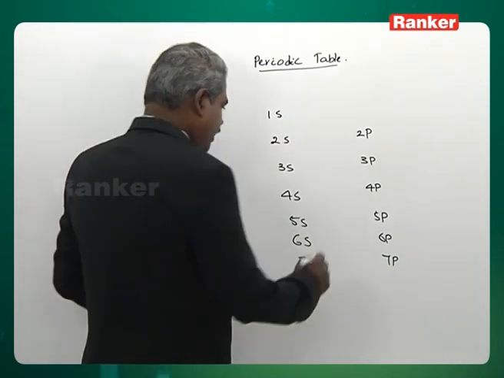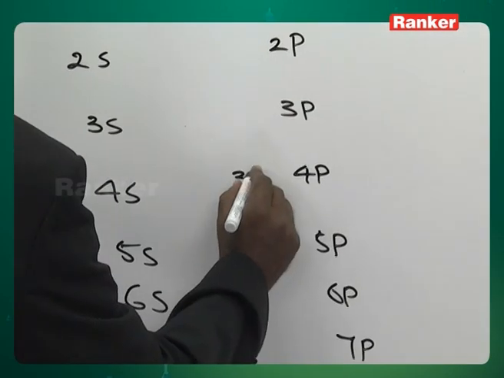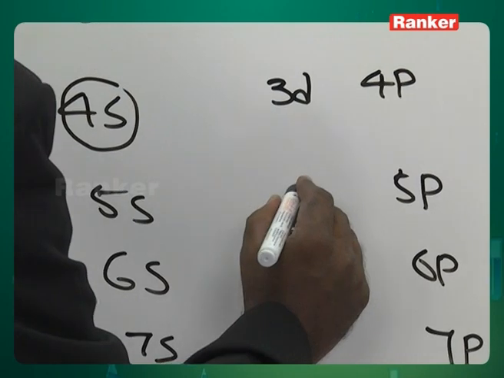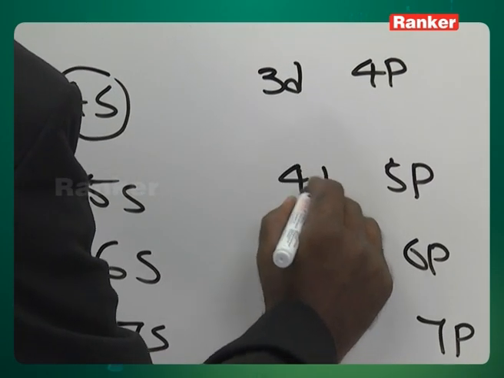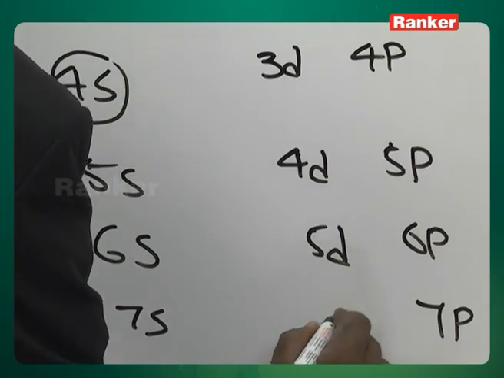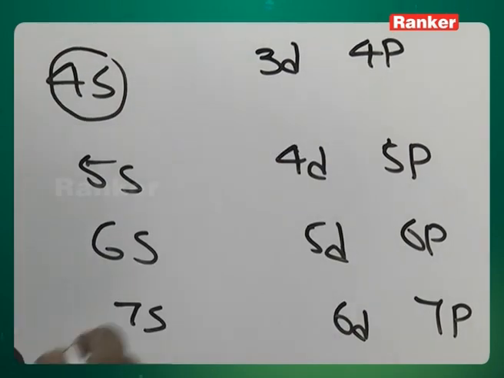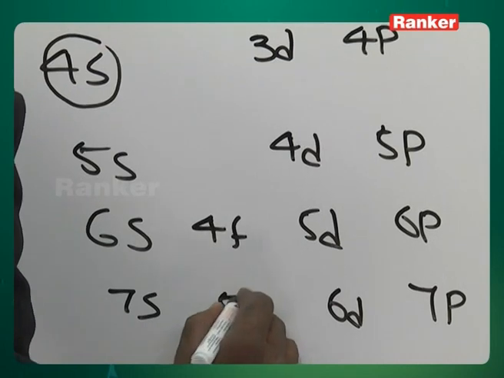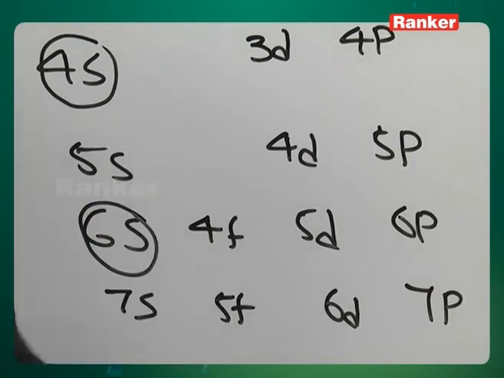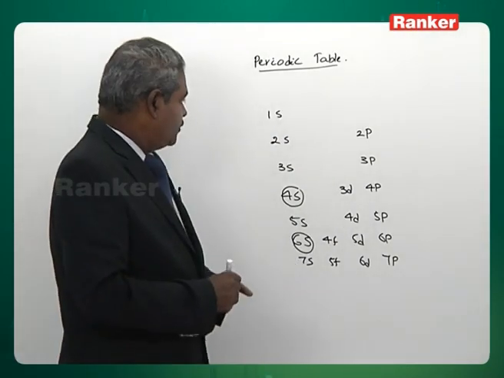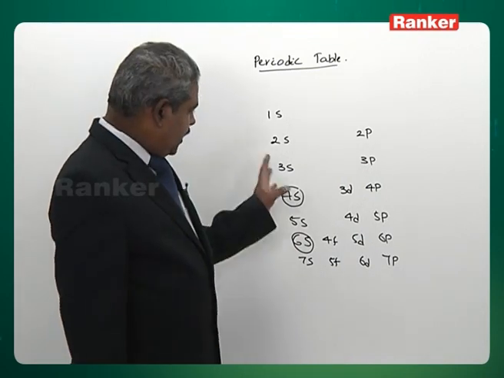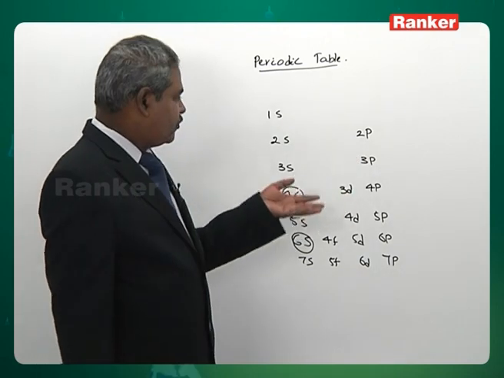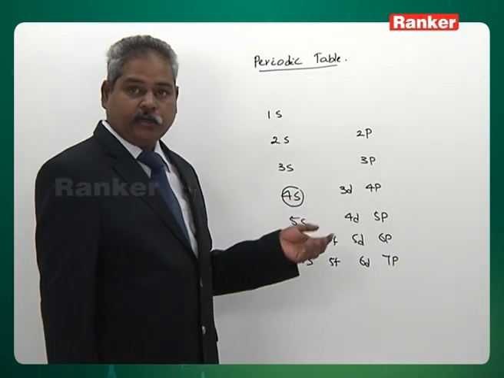And after 4s there is a twist: 3d, 4d, 5d, 6d. And after 6s, you have 4f and 5f. If you closely observe, this is the arrangement of elements in the periodic table, and this of course is the electronic configuration, the Aufbau principle and the Moeller diagram.